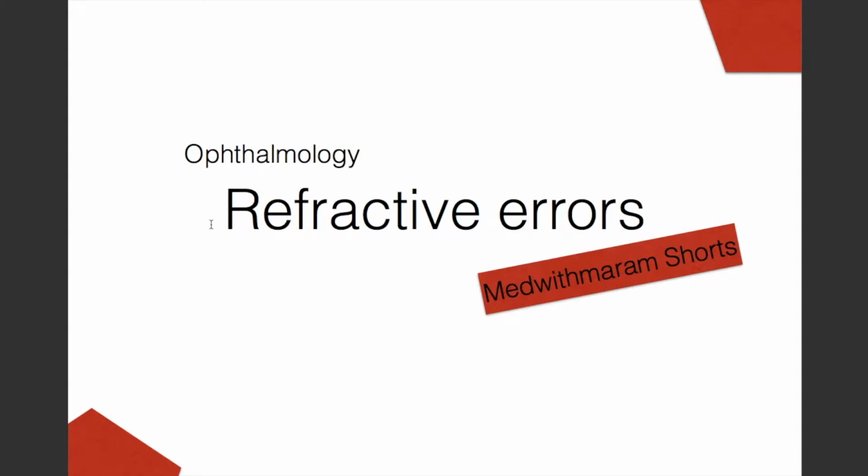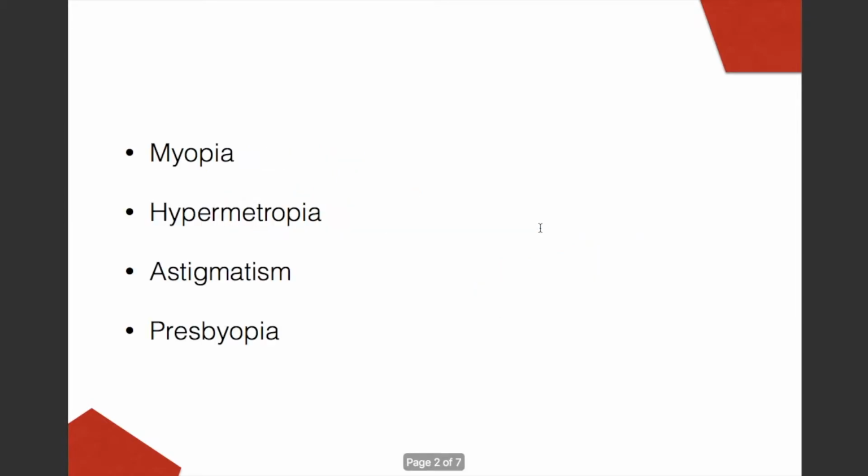Today we're going to be covering an ophthalmology topic, which is refractive errors. It's a very important topic. It's also very easy if you get to know it. So we have four types of refractive errors. We have myopia, hypermetropia, which can also be known as hyperopia, astigmatism, and presbyopia.